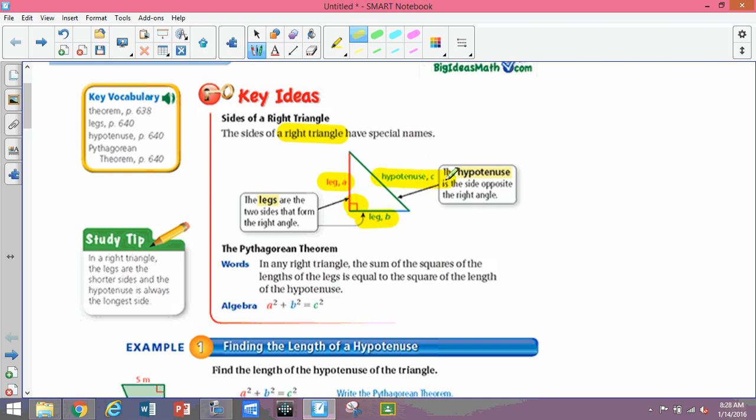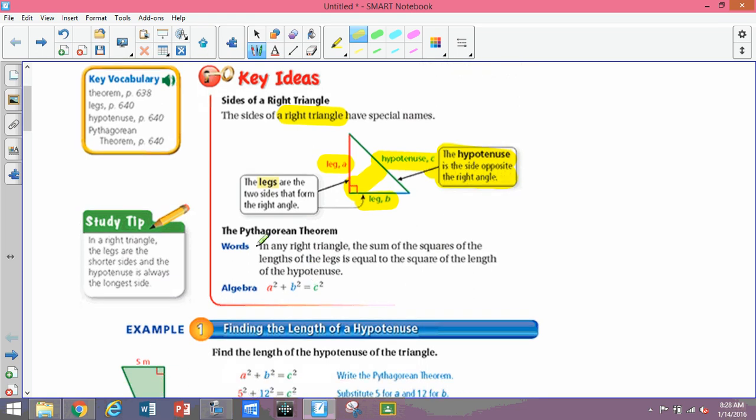C is your hypotenuse. Now, the hypotenuse is the side opposite the right angle. You find your right angle, and opposite that is going to be your hypotenuse. It's the longest side of a right triangle. The Pythagorean theorem states that in any right triangle, the sum of the squares of the lengths of the legs is equal to the square of the length of the hypotenuse. Or, if you take A and square it and add it to B squared, you will end up with C squared. Okay, that's the Pythagorean theorem.